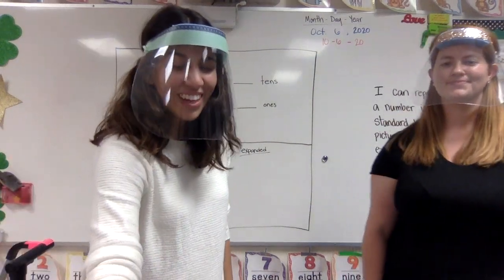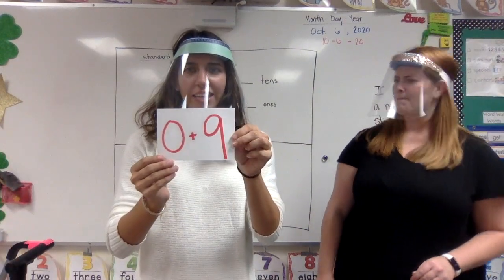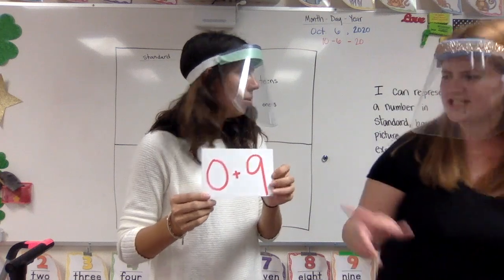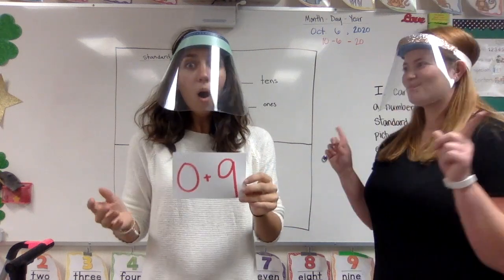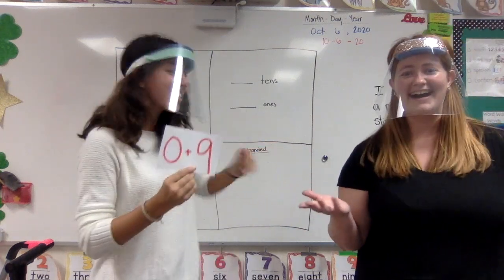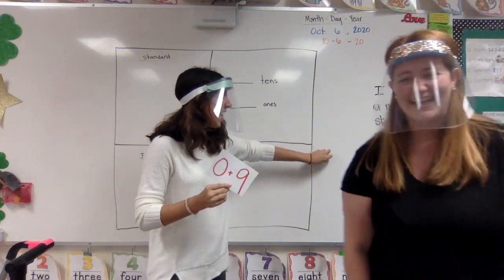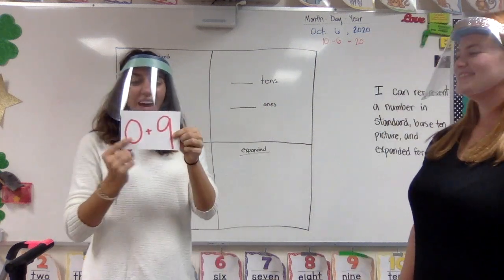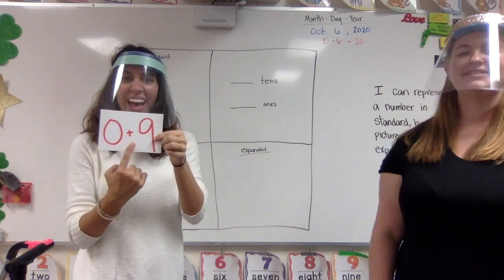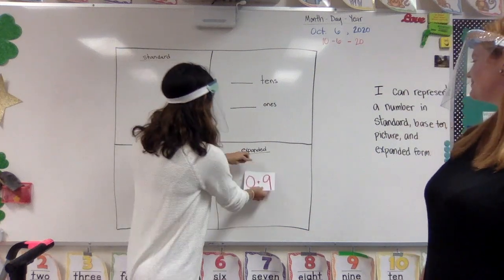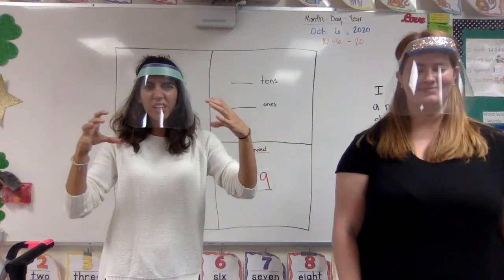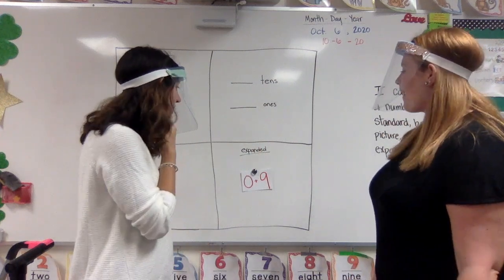All right, I have another one. It's an addition problem. Ooh, 0 plus 9. Oh, addition problems are for expanded form, Miss Lime, right? So that's when we take the tens place and we add it to the ones place in order to expand it or make it bigger and show all of the parts of the number.